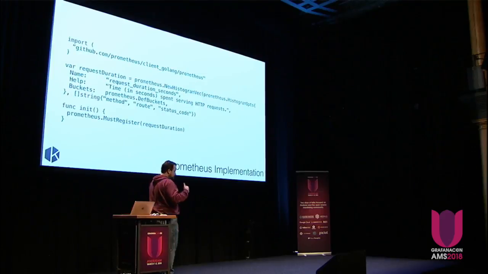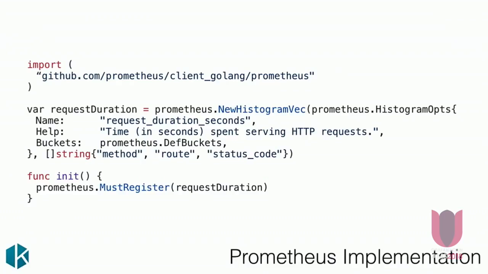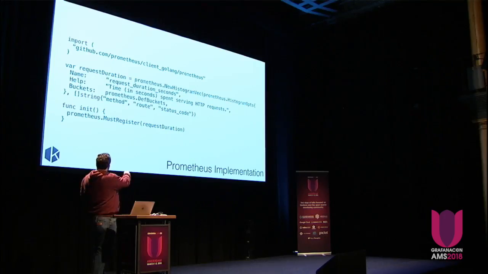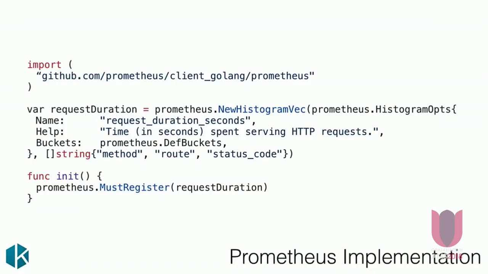Doing this in Prometheus, this is Go, is super easy. You declare the metric, you register it with Prometheus. We use a Prometheus histogram because it also exposes a count of the number of requests and a sum of all the request durations, which is helpful later. We also break this down by method, route, and status code. The reason we break it down by status code is so we can count the error rate.